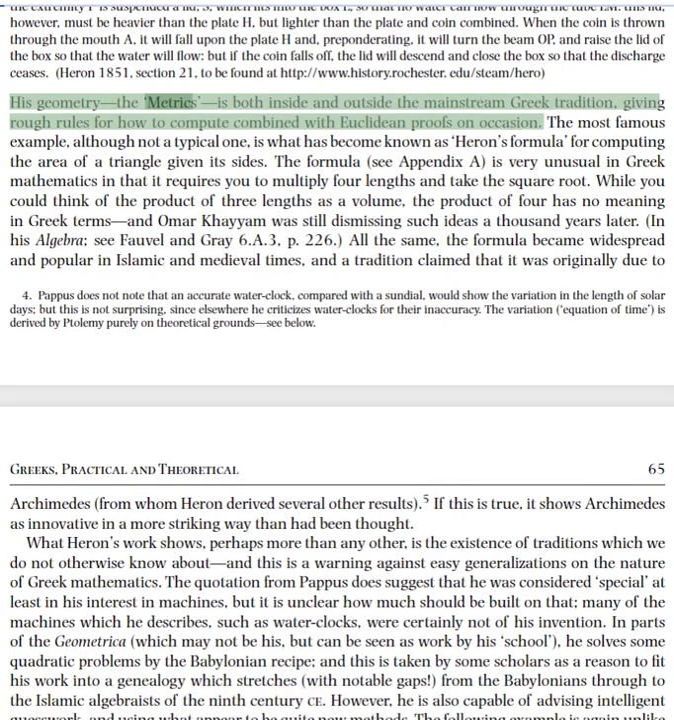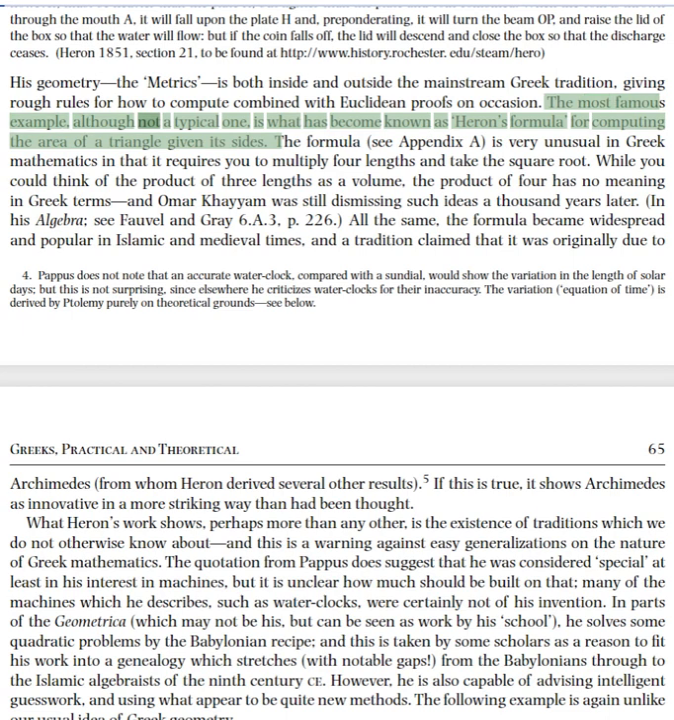His geometry, the Metrica, is both inside and outside the mainstream Greek tradition, giving rough rules for how to compute, combined with Euclidean proofs on occasion. The most famous example, although not a typical one, is what has become known as Heron's formula for computing the area of a triangle given its sides.